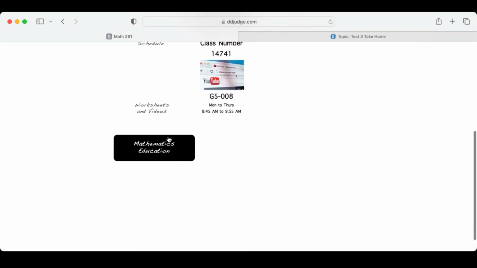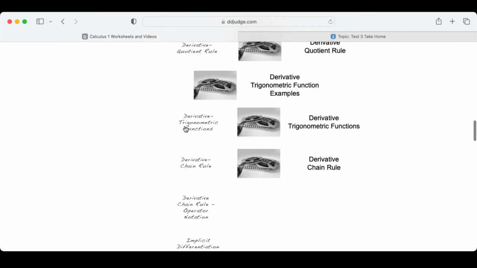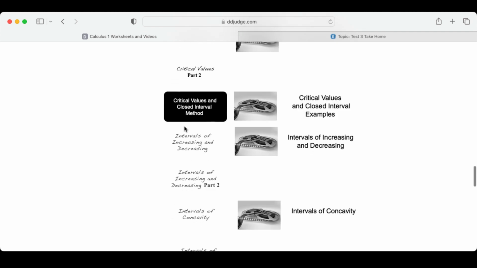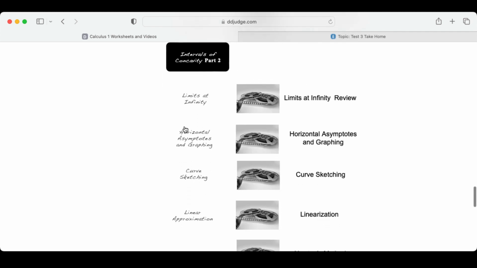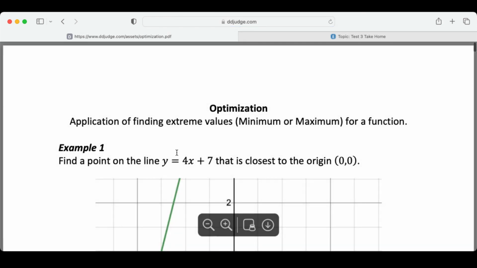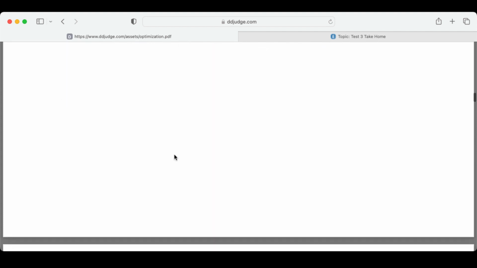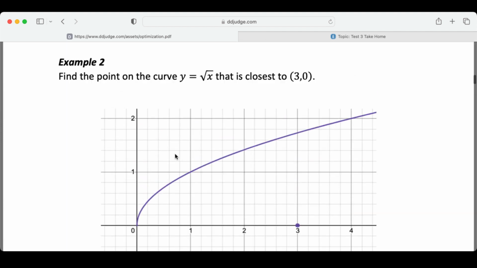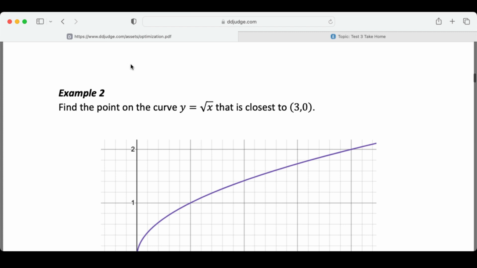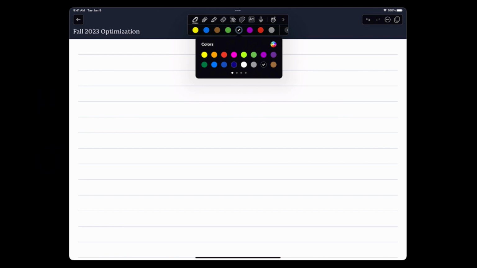here we go. Worksheets and videos. Looking for optimization. What do I have here? Okay, that's a nice line. Square root. Okay. And what's the point over here? All right, 3-0. So I do have some optimization questions. I don't want to do the ones I have there necessarily. So I'm going to create some additional ones for you.